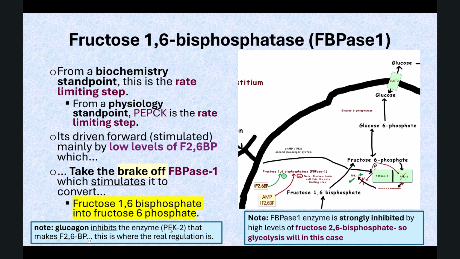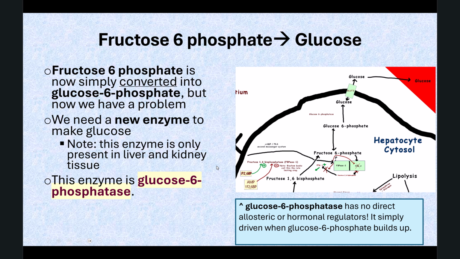Glucagon inhibits PFK2, and that makes F26BP, and we'll get to the real regulation. We'll get to this in a second. Maybe we'll do it right now. FBPase1 enzyme is strongly inhibited by high levels of fructose 2,6-bisphosphate. Okay, let's finish this up and then we'll come back. So we're almost home now. We've made fructose 6-phosphate. So simple. We're going to convert it into glucose 6-phosphate. There's an isomerase enzyme. It's a two-way enzyme. Boring. Who cares about it?